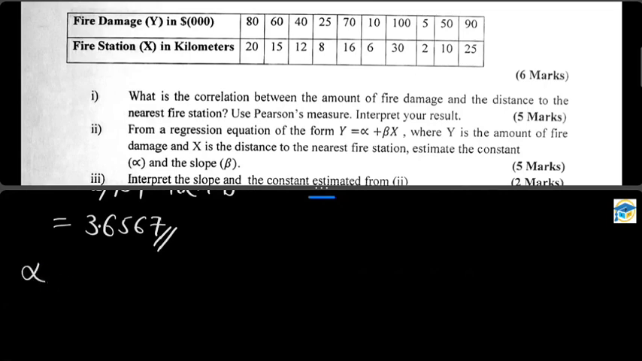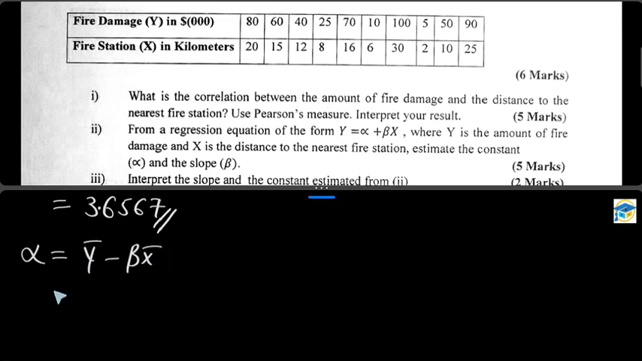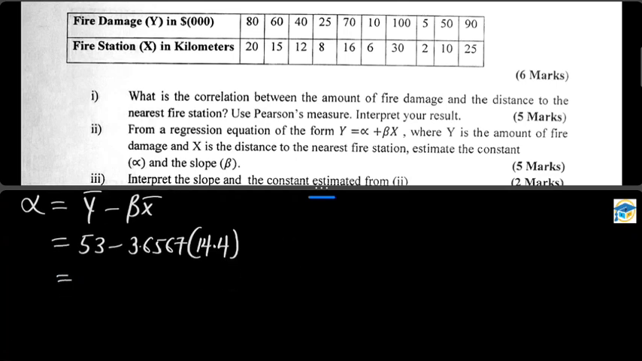Once you have gotten that, we can continue to find the constant, or the y-intercept, of the regression equation, which is y bar minus beta, the slope, multiplied by x bar. Is that okay? So y bar in the question was 53, minus beta, calculated as 3.6567, multiplied by our x bar, 14.4. It's also a matter of using your calculator. You should be able to arrive at 0.3439 in 4 decimal places. So let's take note of that.